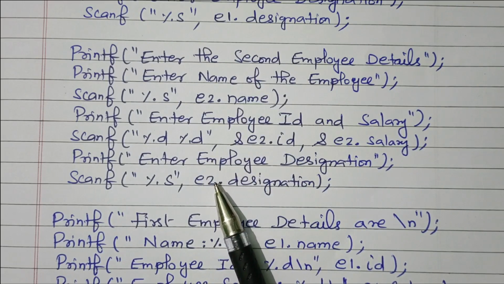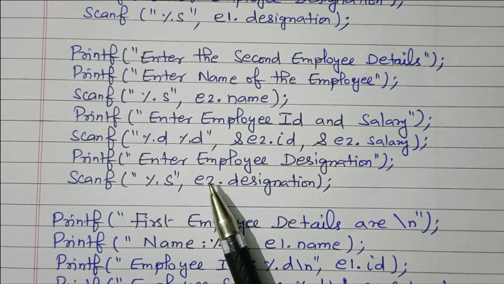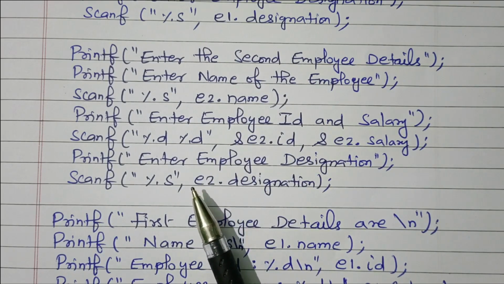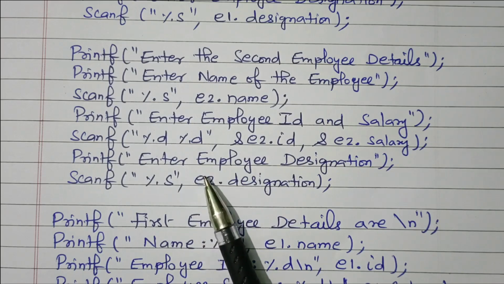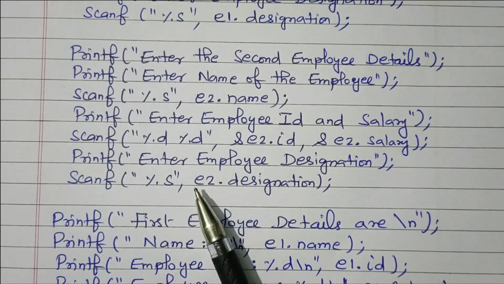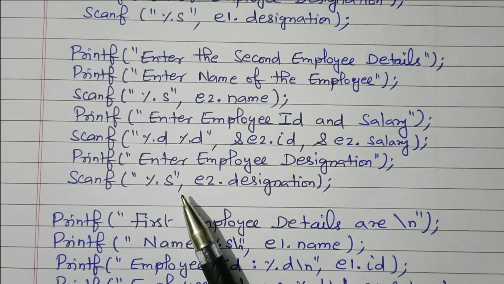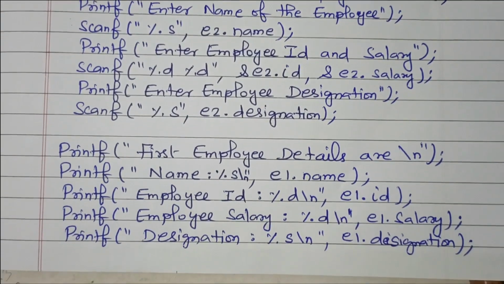Suppose there are n number of employees, then we can use the array E1 of 100. Using a for loop we can get the details one by one. Here only two employees are available, so we created E1 and E2. For a larger number of employees we can use the array. Now we got the employee details. Now we'll print the details. We will print the employee 1 and 2 details one by one.